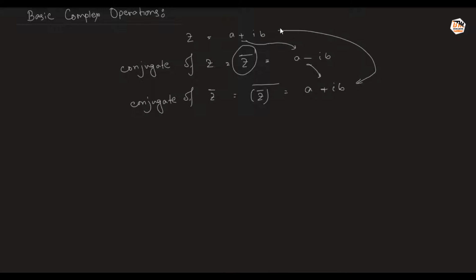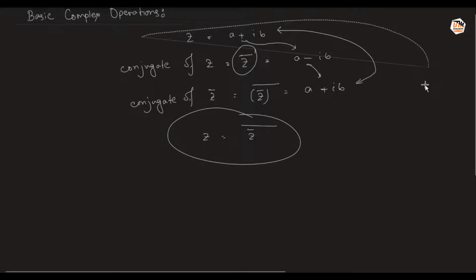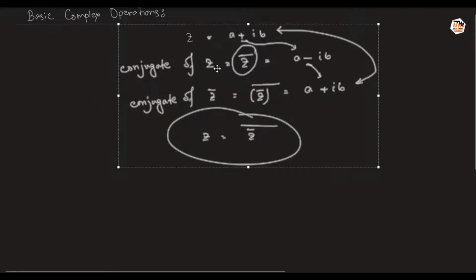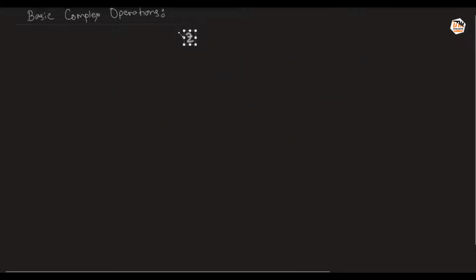Okay, so let's see, this is the same. So from here we can conclude that z equals z bar bar. We saw that. For dividing, we need to know this conjugate. So now let's divide two numbers. So our next topic is dividing.